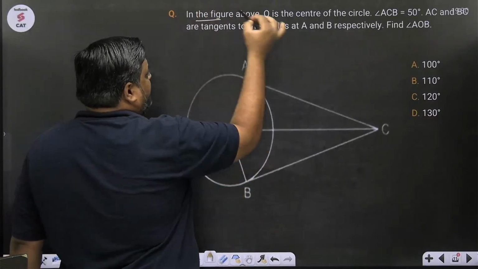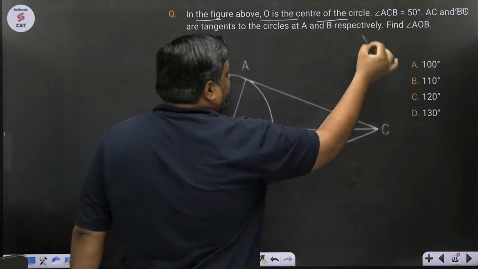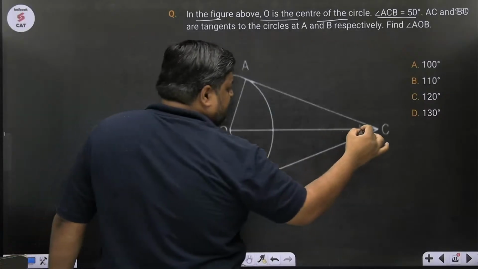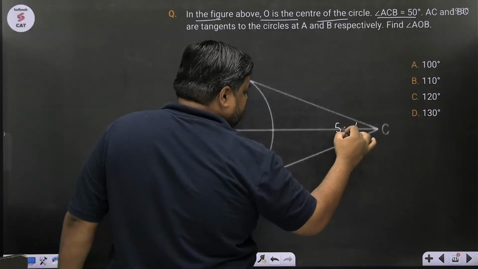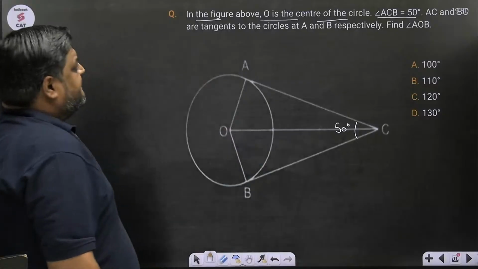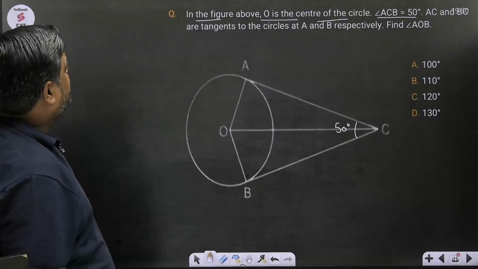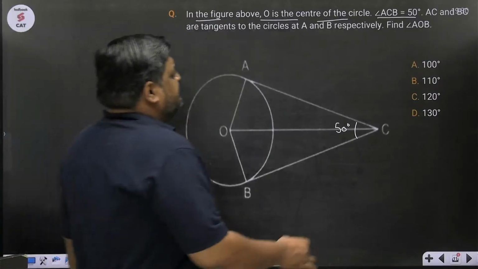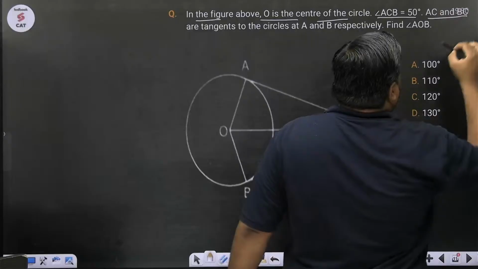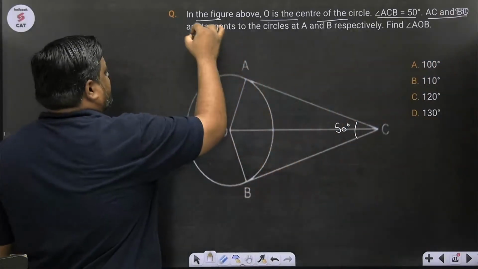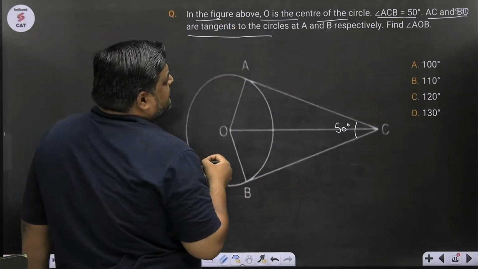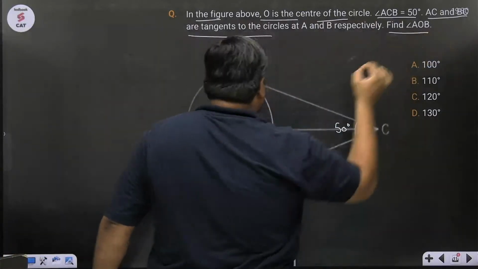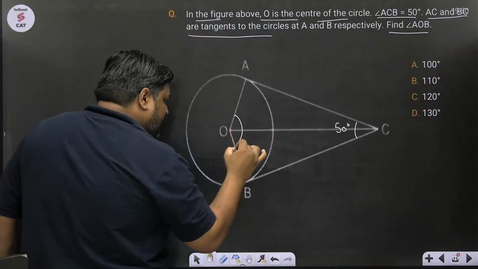In the figure, O is the center of the circle. Angle ACB is 50 degrees. AC and BC are tangents to the circle, tangents at A and B. Find angle AOB.